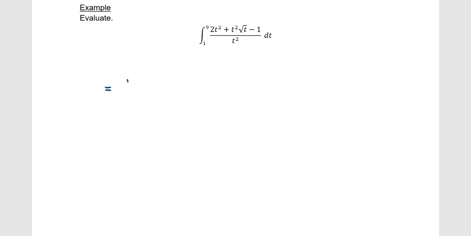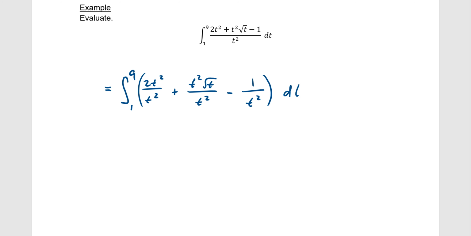We can rewrite this by splitting up the fraction. We can give everything in the numerator its own denominator. So that would be 2t squared over t squared plus t squared radical t over t squared minus 1 over t squared. Put that whole thing in parentheses, dt.